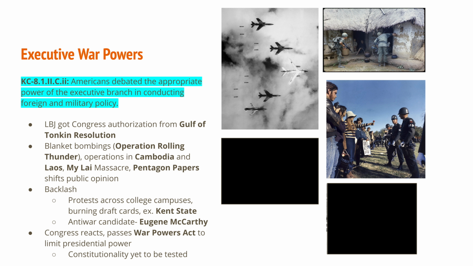The U.S. military's My Lai massacre, where U.S. soldiers massacred civilians, and then the leak of the Pentagon Papers, which shifts public opinion against the war itself because it shows that the United States had been actually quite involved in Vietnam before the Gulf of Tonkin Resolution, and that we had been carrying out these massive bombing campaigns, and that we had been bombing neutral neighboring countries.